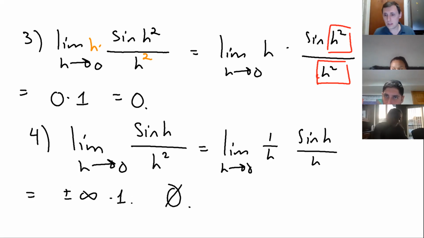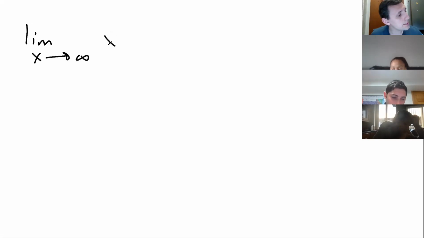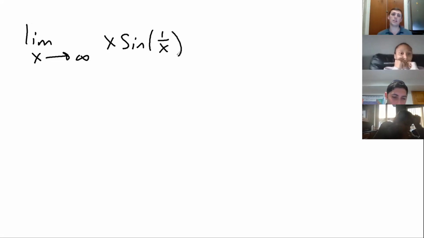All right. So what about this one? Tell me, guys, now what is the limit as x goes to infinity of x multiplying sine 1 over x? What is that?